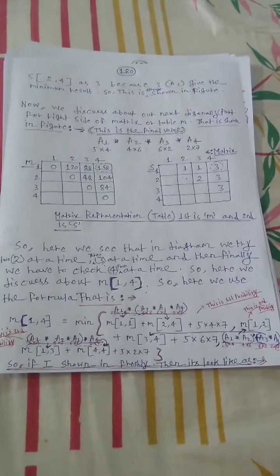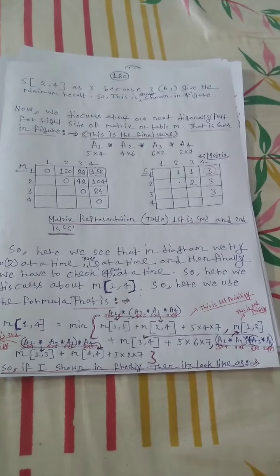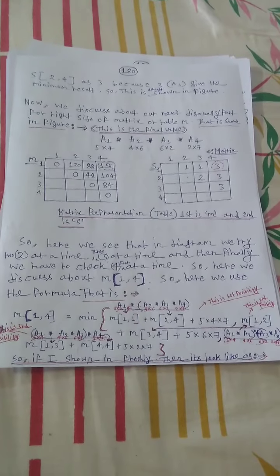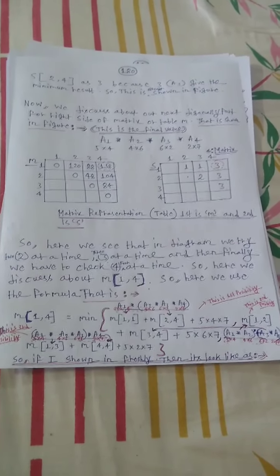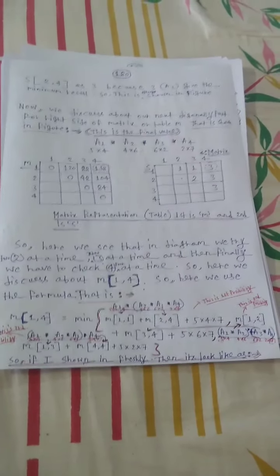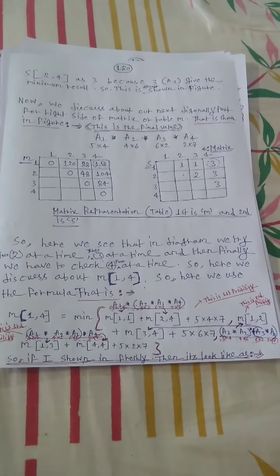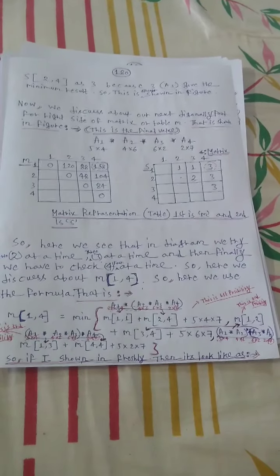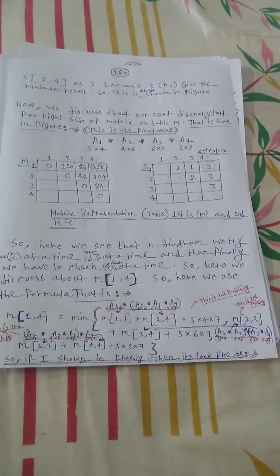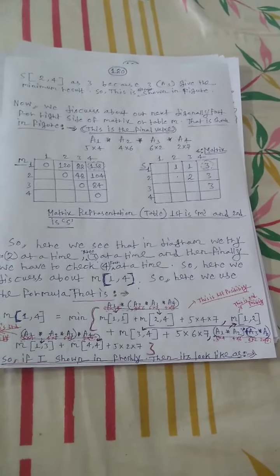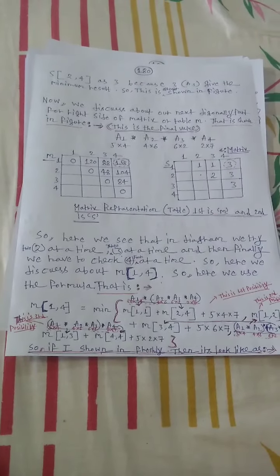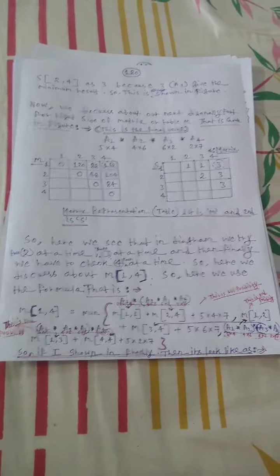So now we can solve the last part, that is 1 to 4. For solving m14, we use the formula: the minimum of m11 plus m24 plus the total dimension 5 into 4 into 7, or we can check m12 plus m34 plus 5 into 6 into 7, or we can check m13 plus m44 plus 5 into 2 into 7.